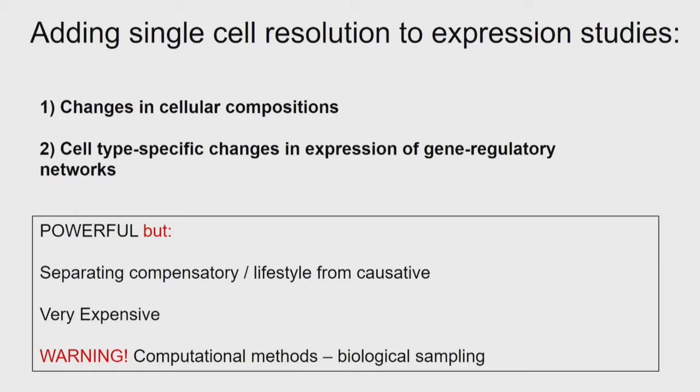So you can get 2 great types of information. One is you can understand the changes in the cellular composition of the brain. In terms of schizophrenia, which is where I work, we still don't know whether some cell types are missing or not in a schizophrenic brain. So this is the kind of information you can get out. And the other one is, of course, cell type specific changes in the expression of gene regulatory networks or individual genes. That's super interesting, and we're looking forward to a great next 5 or 10 years. So it's super powerful, but what you cannot really do with the data is separate compensatory or lifestyle changes from those causing the disorder.